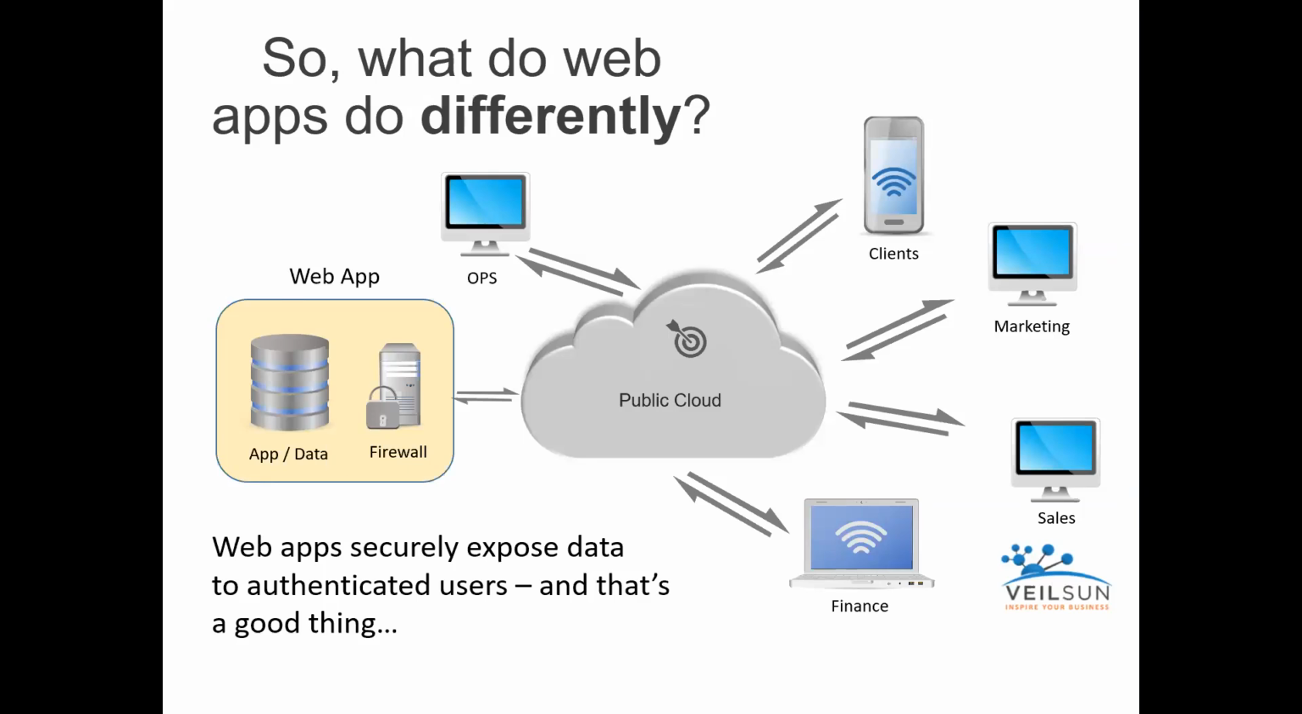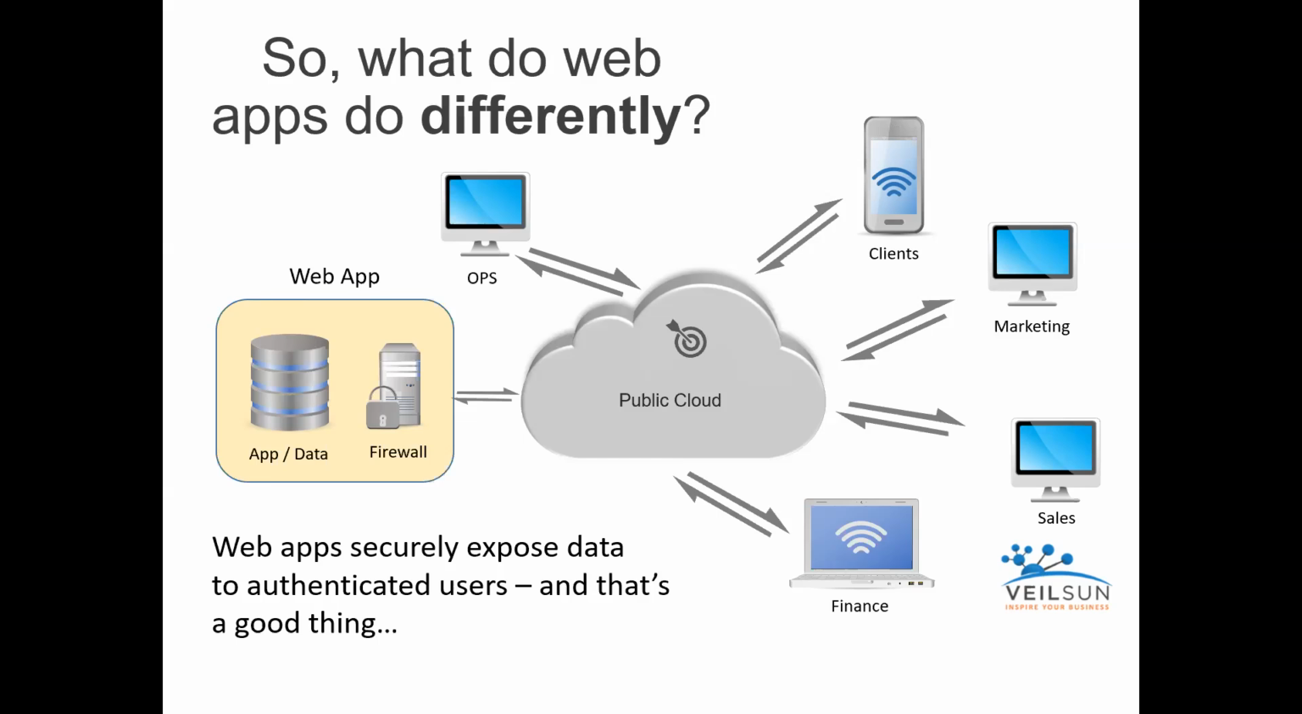So what do web apps do differently than what we just talked about, than Excel and Access and those kinds of desktop applications? They do one thing, and they do one thing very, very well, and that's securely expose data to authenticated users. What web apps do that desktop applications don't do is serve up data to multiple people at the same time in multiple departments, in multiple divisions, multiple roles, multiple permissions. And web apps securely do that. They do it most of the time with a very well-evolved security model. They do it using a public cloud, so you can connect to that information from anywhere.